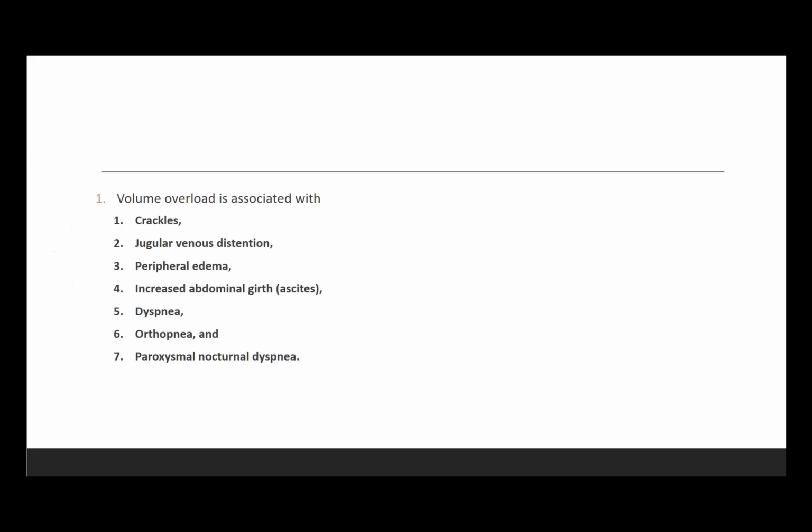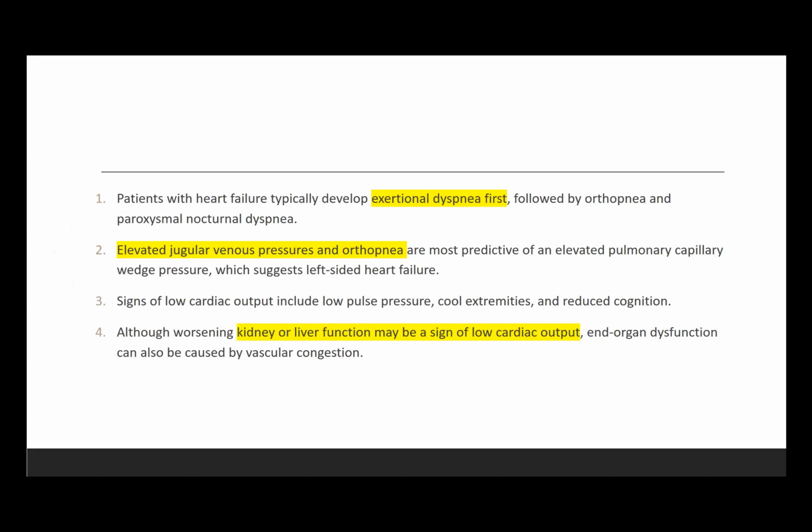And everything you guys have already shared, the classic symptoms we've talked about. It's interesting to know that usually patients end up developing exertional dyspnea first. Then the elevated JVP or the orthopnea are the ones most predictive of the pulmonary wedge pressure, which usually suggests a left heart failure. Signs of low cardiac output, again, as you were saying, Jonathan, are low pulse pressure, cool extremities, and if they're really low, reduced cognition, in the wet and dry, like you were saying. End organ damage might be a feature of low cardiac output, but it might also be caused by vascular congestion.